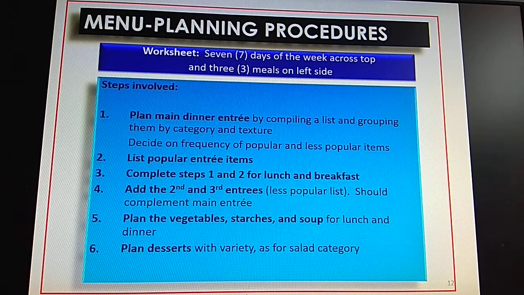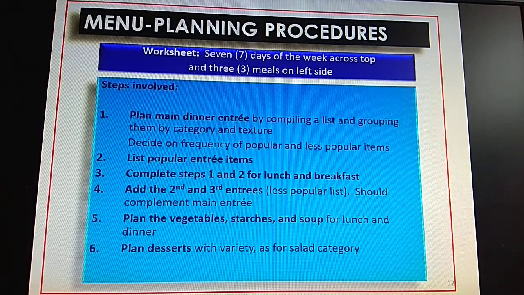The texture would be, there are certain food items that are basically solid. There are also certain foods that are semi-solid, meaning they have some liquid and some solid items. And then there are certain items that are totally liquid. And then there are certain items that are soggy, or not very solid, but soggy in texture. Decide on frequency of popular and less popular items.